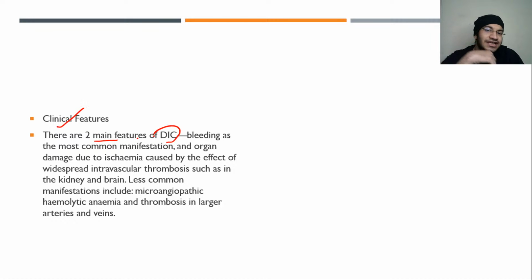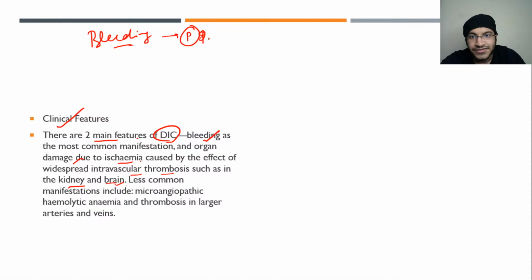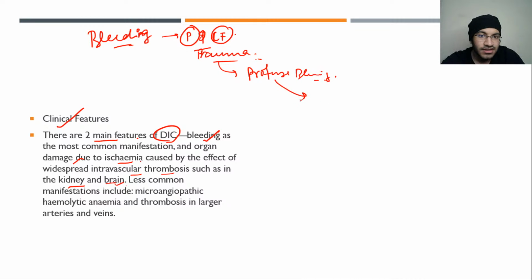So two main features of DIC are bleeding, and the most common manifestation is the organ damage due to the ischemia caused by the intravascular thrombosis, such as kidney and brain. So guys, first there will be bleeding because of the consumption of all the platelets and clotting factors. If the secondary trauma is there, then what will happen if secondary trauma happens? If there is a secondary trauma then there will be profuse bleeding, and because of this profuse bleeding there can be other complications, right?